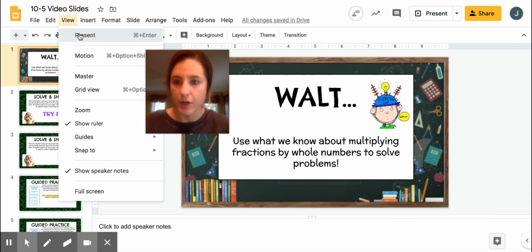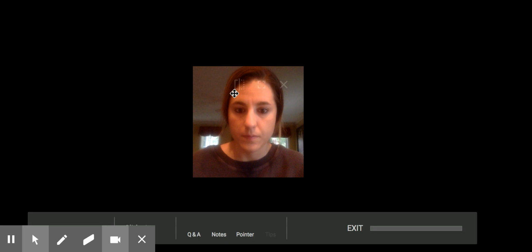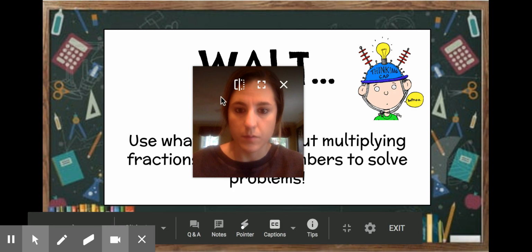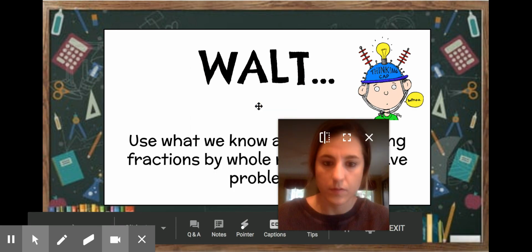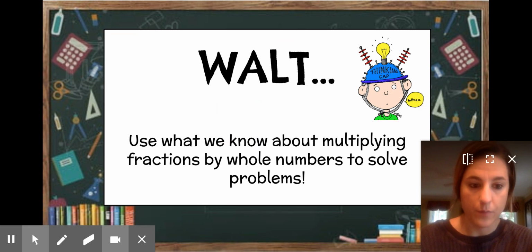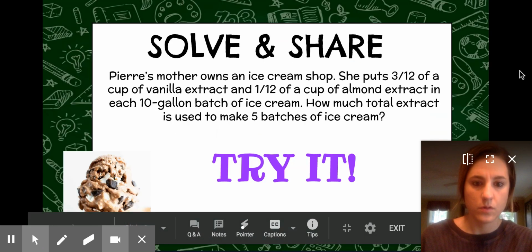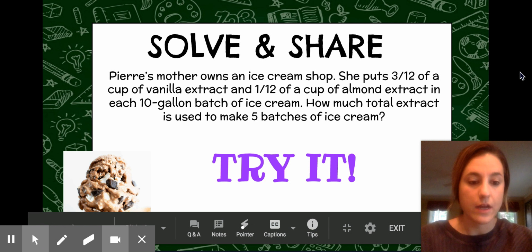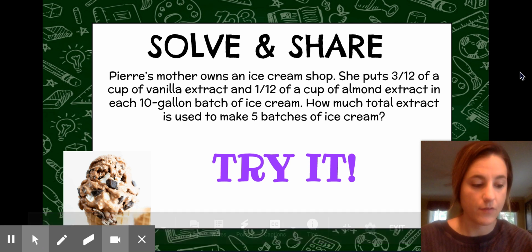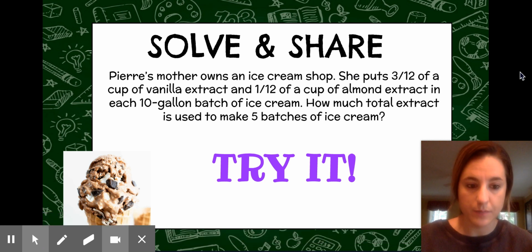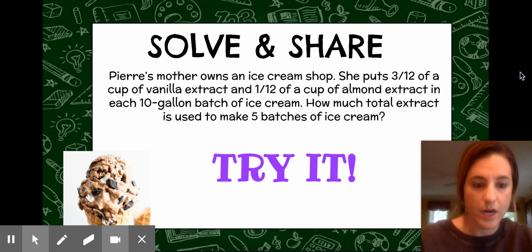I'm going to make this bigger and move myself. There we go. Okay, so solve and share. Get your piece of paper, your whiteboard, because you're going to need it for the next few problems too. So pause me after I read the solve and share, and you are going to try it.